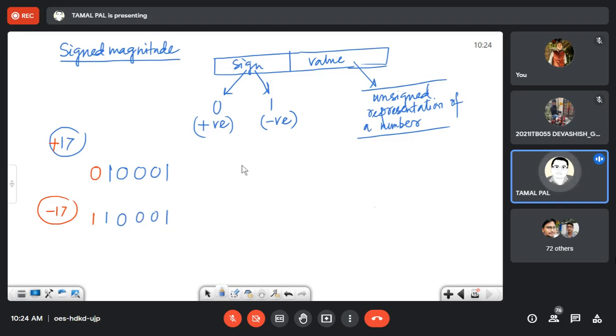So sign magnitude is a very simple form of representation. Just if you can convert a number into binary, that's enough. You will put that stream of ones and zeros as its value and place 0 or 1 before it. If it is 0 or greater than 0, then we consider it a positive number. Otherwise, it is negative.